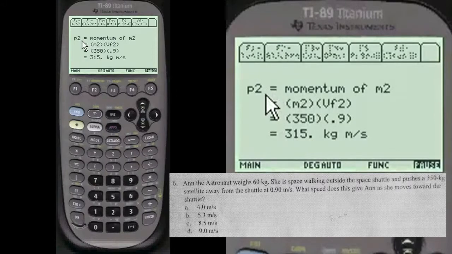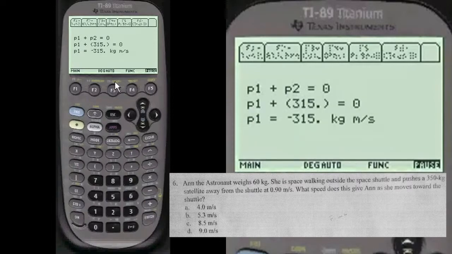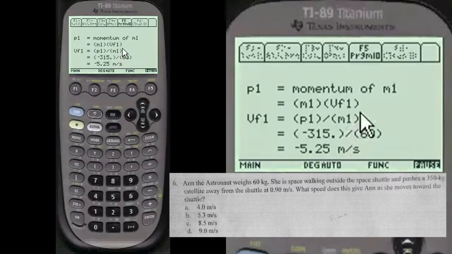In momentum problems, P2 equals the momentum of mass 2, and it's mass times velocity. So here's the formula, and the momentum of P2 is 315. Now P1 plus P2 has to equal 0, so P1 plus 315 equals 0, and so P1, when you transpose the 315 over the other side, becomes minus 315. And then we do the formula here. You write this all in your paper. We come up with a minus 5.25 meters per second.